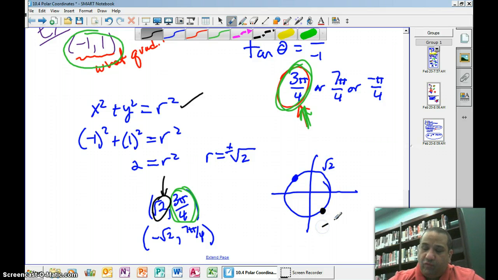If I have a negative radius here, it will make this guy come all the way over there. It'll flip it, all right? So negative 2, 7 pi over 4 is the same point as square root of 2, 3 pi over 4. It'll flip over. So that's why we went out so many times with the tangent.